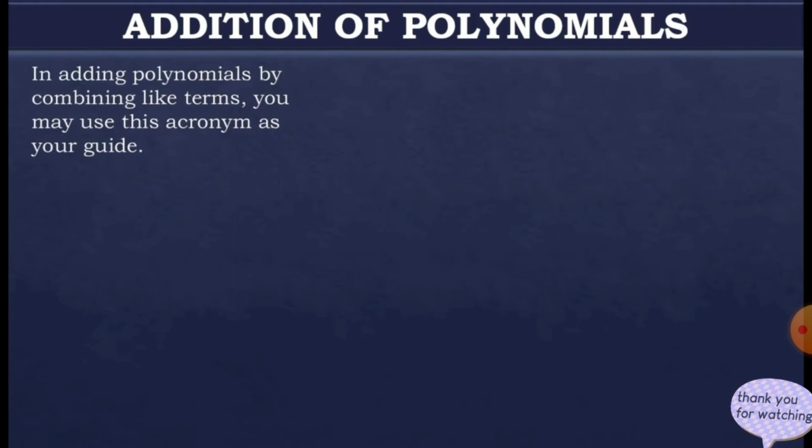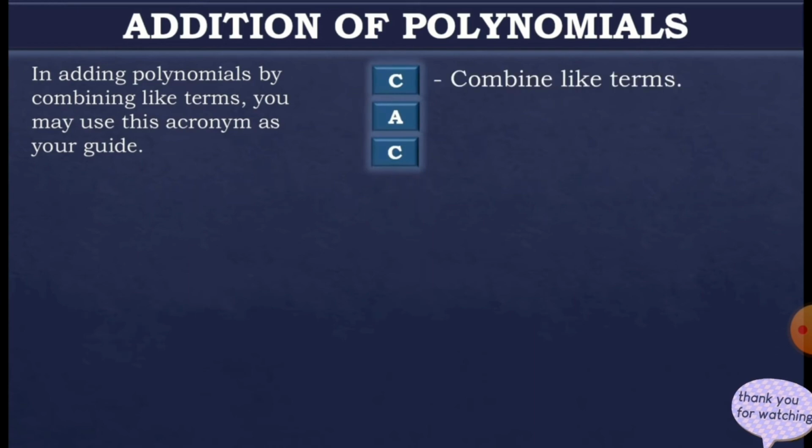So, here is the first operation sa polynomials. Adding polynomials is by combining like terms. Then, you may use this acronym as your guide. So, ito yung susundin nating procedure, okay? Or steps when we add polynomials. The CAC. Ito yung acronyms. Anong ibig sabihin nito? C means combine like terms. Okay? Kapag like terms, we have to combine them.